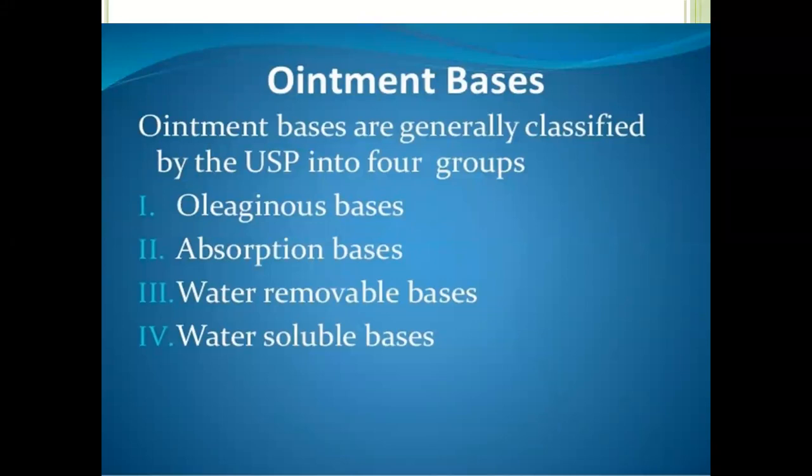Oleaginous base means they are water insoluble. They consist of water insoluble hydrocarbons, vegetable oil, animal fat, waxes, hard paraffin, soft paraffin, liquid paraffin. So in oleaginous bases, write down the examples: hard paraffin, soft paraffin, and liquid paraffin. And another name for soft paraffin is petrolatum.